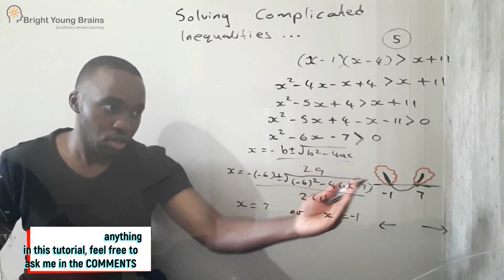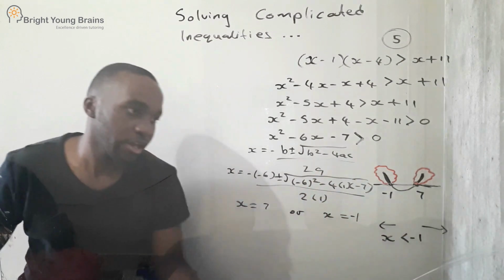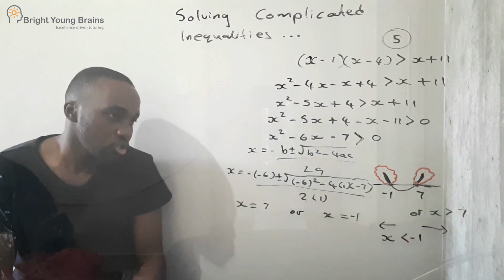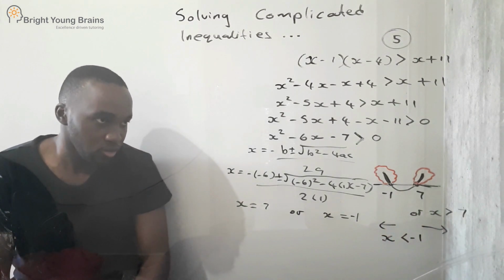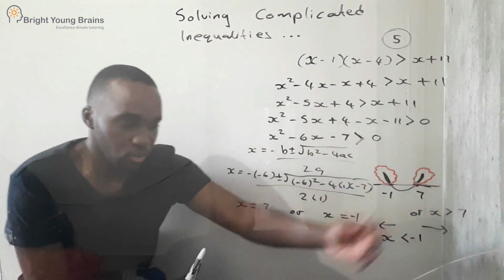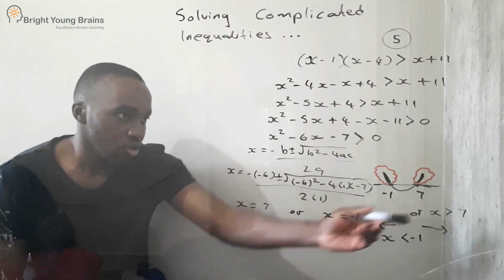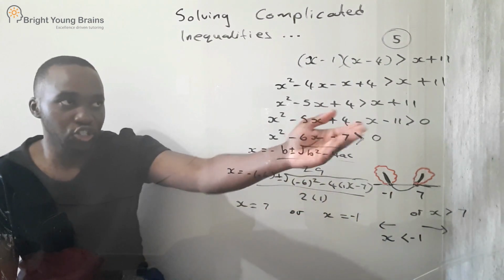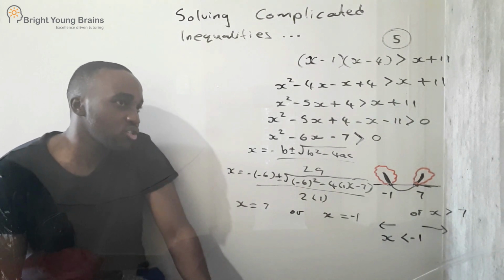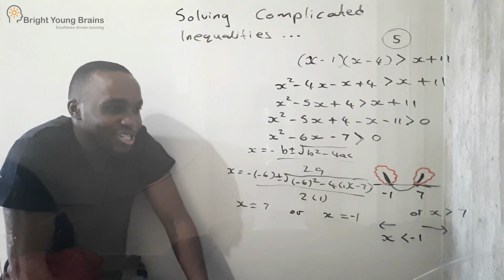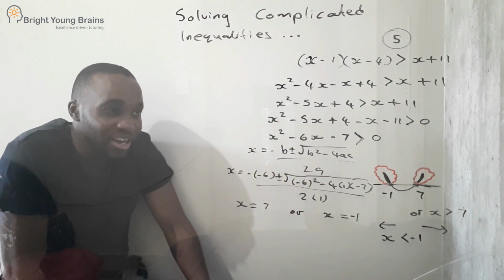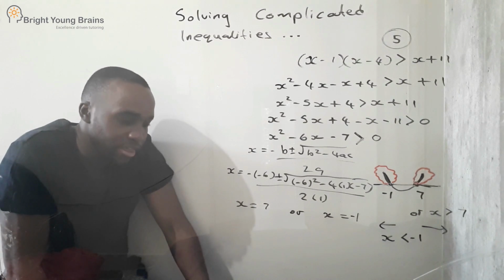So your answer needs to say x needs to be smaller than -1, or x needs to be bigger than +7, because your x values need to be smaller than -1, or your x values need to be bigger than +7. And we have no extra line here because our question does not have an extra line. Most of your questions kind of give you hints on what your answers should be. So that's how you go about answering a question like this one.